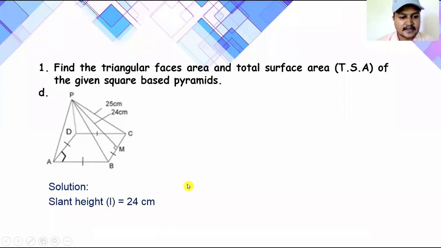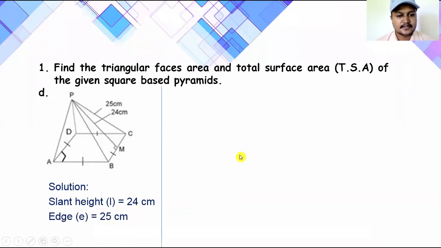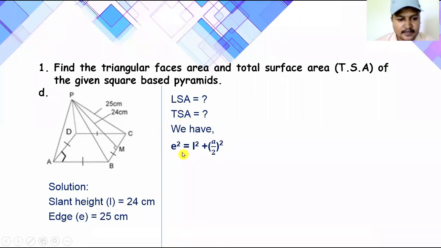Given things, slant height L is equal to 24, edge E is equal to 25 centimeter. So use Pythagoras theorem to find out the length of base at first, and after that we have to find out lateral surface area and total surface area. We have the formula edge square is equal to L square, this is perpendicular, plus base MC, which is half of length of base, A by 2 square.